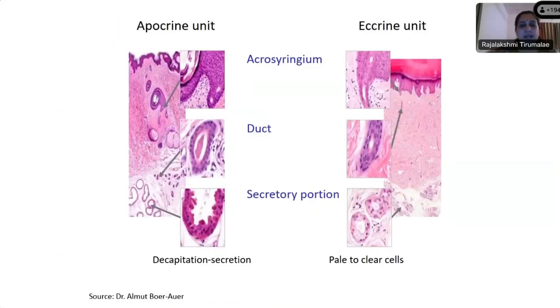The apocrine and eccrine units are told apart only by the secretory portion, where you can see the decapitation secretion in case of apocrine units, whereas that is absent in eccrine units. Instead, you may see pale to clear cells. If you look at the ductal and the acrosyringeal part, both of them look pretty similar, except where they open into. The eccrine ducts open straight into the epidermis, whereas the apocrine units open into the folliculosebaceous units.